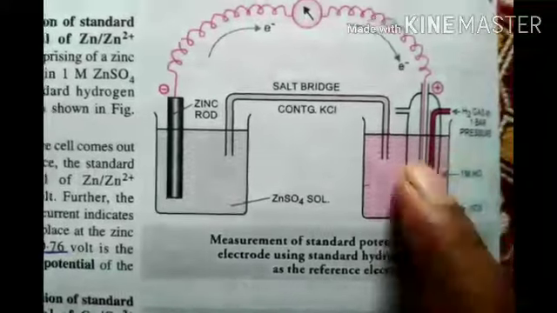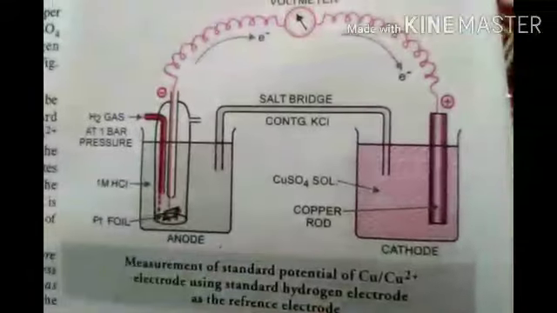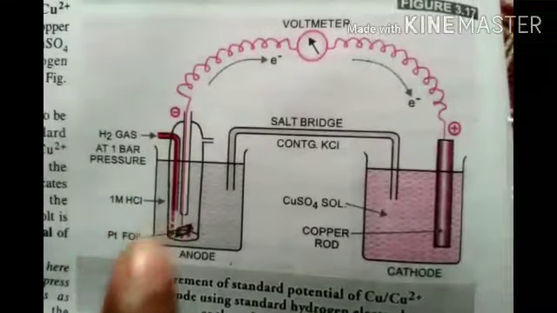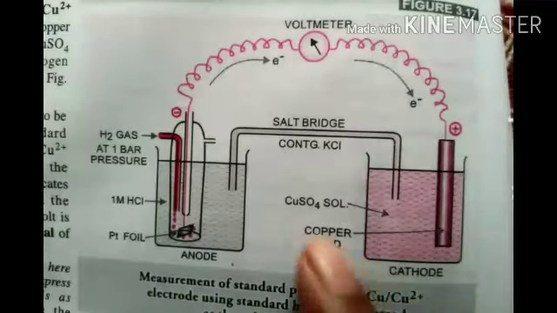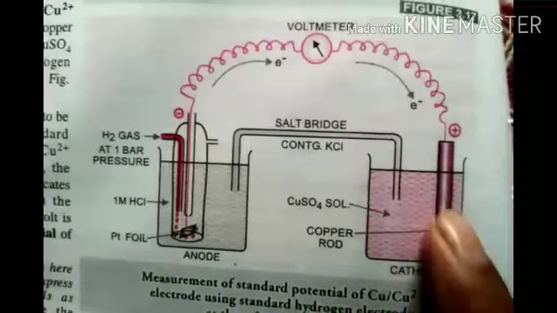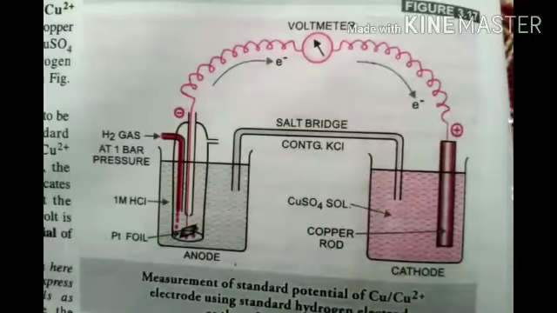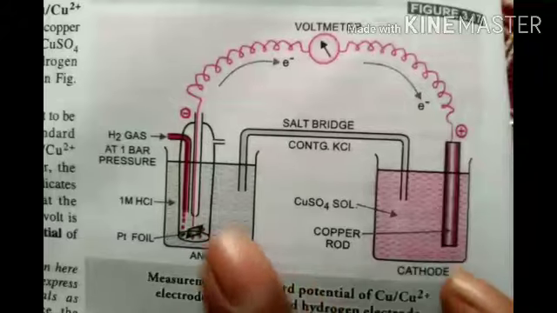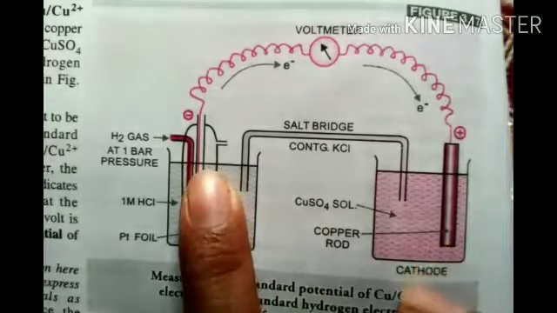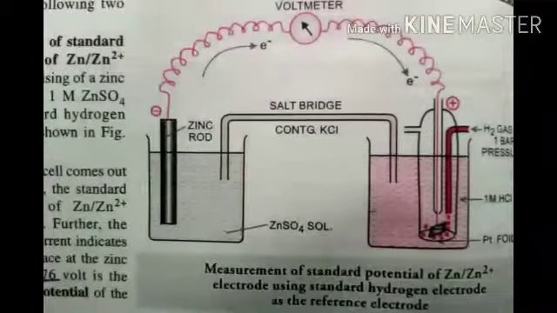Now, next. See here. Left side we are taking SHE. Right side we are taking cathode, copper sulfate solution, beaker, everything. As usual, salt bridge and everything is there. So this is replaced by zinc. See, two diagrams. What are you understanding?